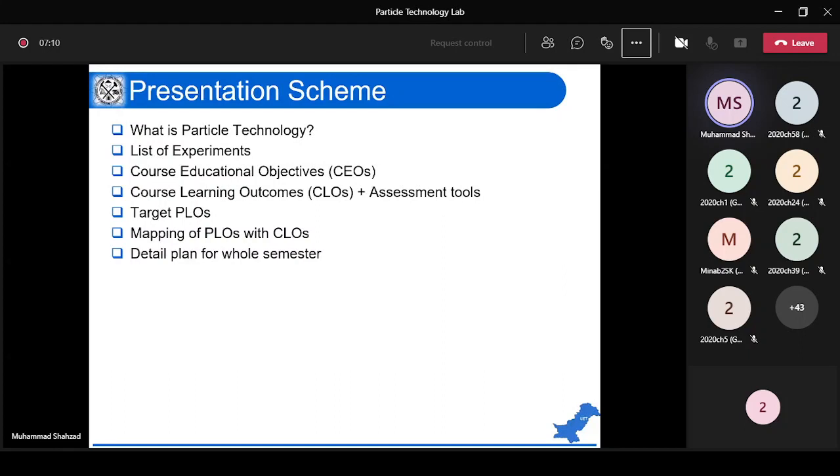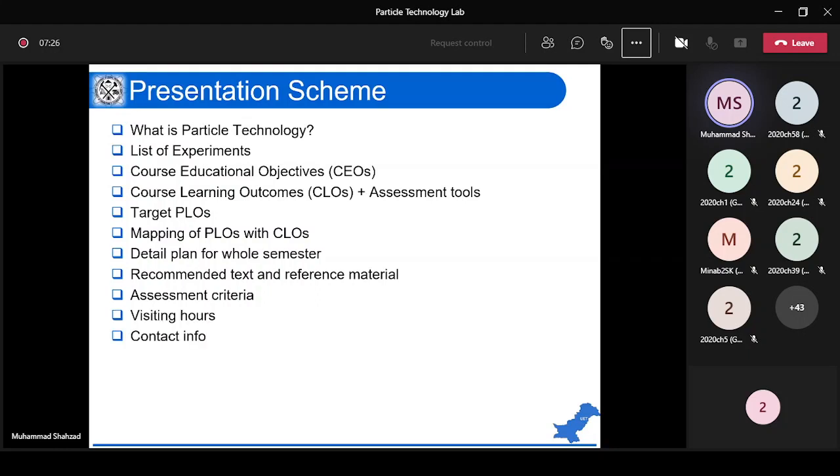Then a detailed plan for the whole semester. I will share how we are going to perform lab work in the lab, and the schedule for instructions related to different experiments, recommended text and reference material, assessment criteria again, and then visiting hours and my contact info. In case you need to discuss anything during the official hours, you can contact me through my WhatsApp number. I will share my WhatsApp number in the end.